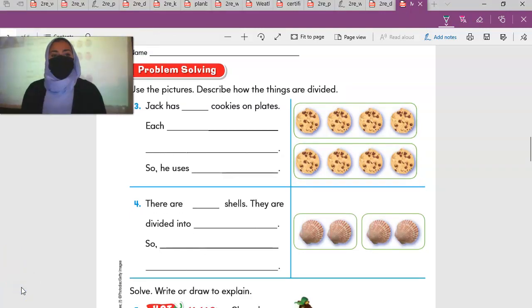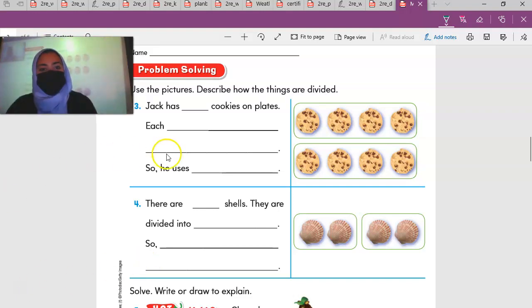All right, so let's look at what you've done now that you have tried it on your own. Use the pictures to describe how things are divided. Jack has blank cookies on plates. How many cookies does he have on plates? Notice it says plates on both plates. 8. He has 8 cookies on plates. The first number is how many items there are in all. There are 8 cookies in all. Each plate has 4 cookies. Very good.